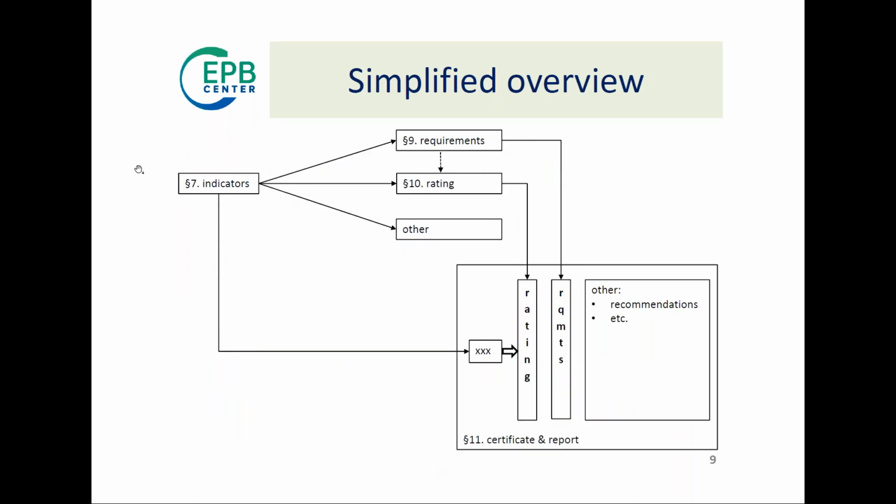So this is a simplified overview. The outcome of the EPB calculations is a large number of final and intermediate results, which we call indicators. And in the regulation, they can be used for different purposes. The first one is the requirements. The second one is that these indicators can be rated. A judgment can be expressed whether a certain achievement is good or not so good. And there may be many other uses, for instance, in the private sphere, using the results of the energy calculations for economic evaluations and optimization.